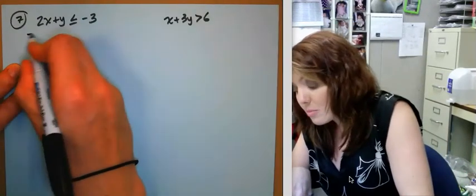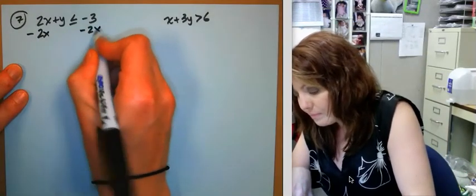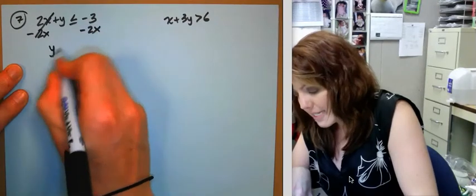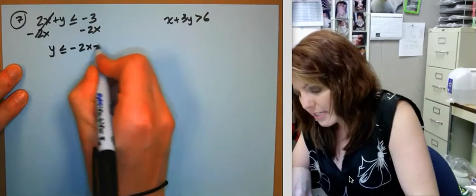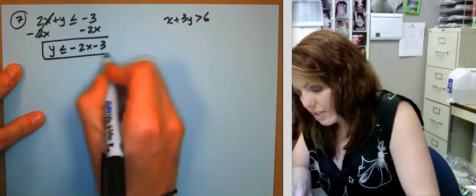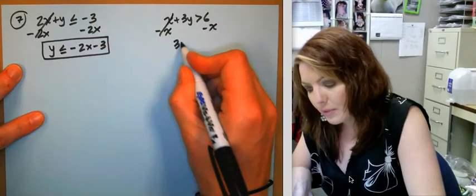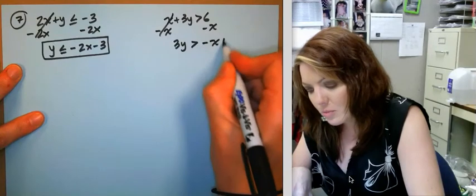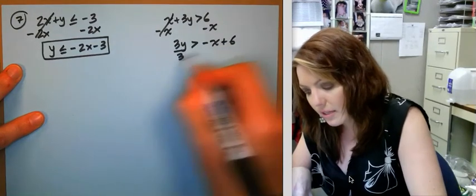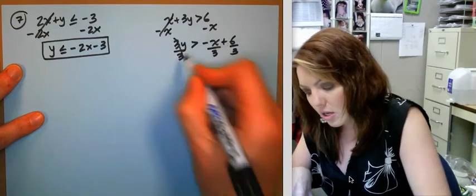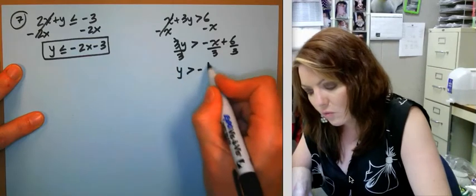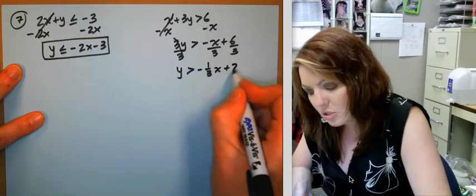Okay, so we subtract 2x on this one, and we get y is less than or equal to negative 2x minus 3. That's the first equation. The second one, we're going to subtract x. We get 3y is greater than negative x plus 6, and then divide everything by 3. So we end up with y is greater than negative 1/3 x plus 2.